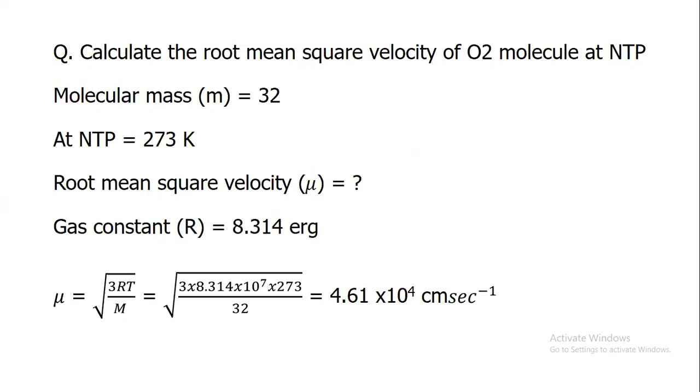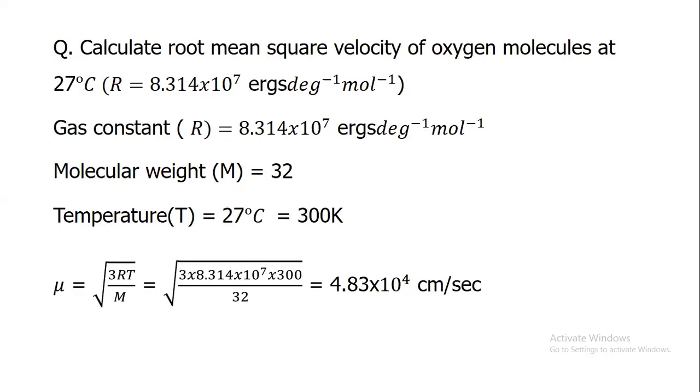Calculate the root mean square velocity of O2 molecule at NTP, molar mass 32, at NTP 273 Kelvin. Root mean square velocity mu, gas constant R is 8.314, mu equals root under 3RT over M. Substituting the values of R and T, we get the root mean square velocity.